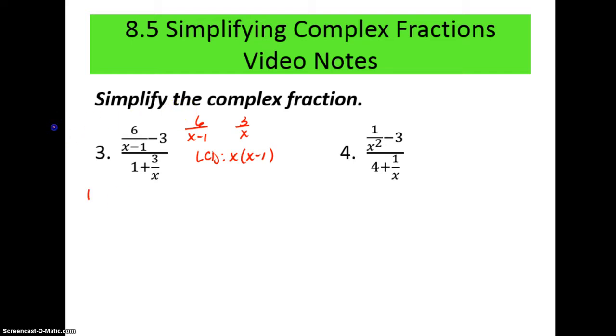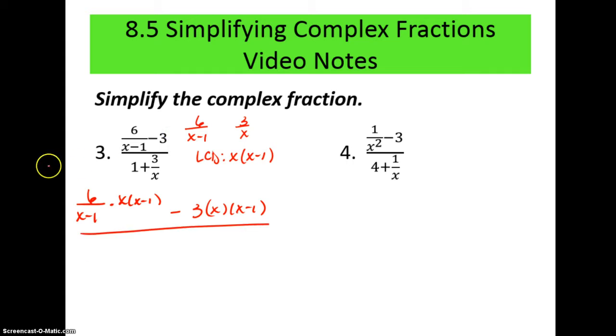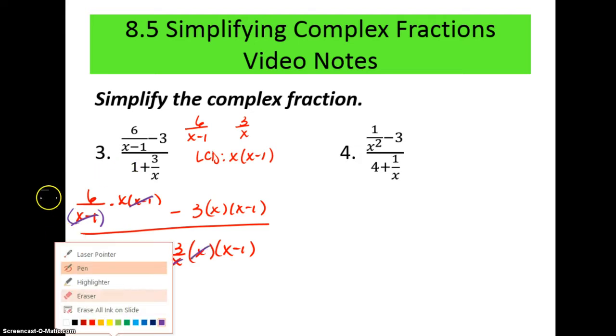So I have 6 over x minus 1 times x minus 1 minus 3 times x minus 1 over 1 times x minus 1 plus 3 over x times x minus 1. So now I should be able to cancel the complex fraction part out. This quantity, x minus 1, cancels with that. Down here, this x will cancel with that x, and I continue to simplify and clean it up.